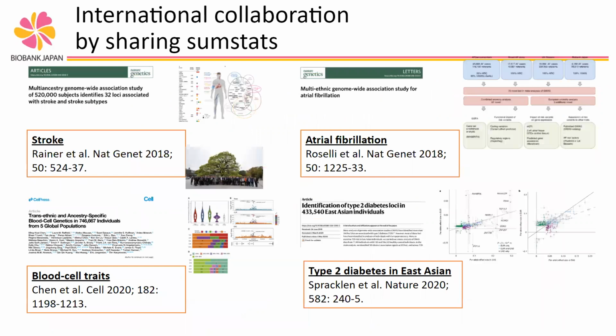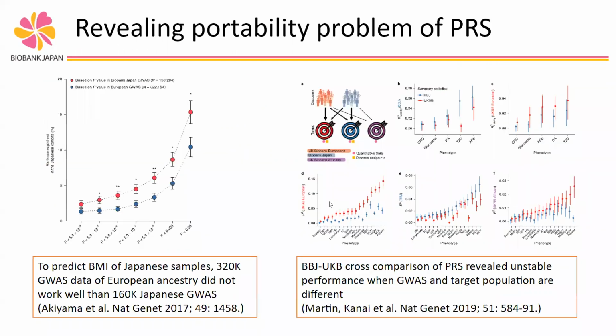And then with these results, we tried to collaborate with international researchers. To be honest, we cannot completely share the genetic and clinical information overseas. Then, as is often the case, we shared summary statistics to be used in these studies. And one of the prominent contributions of Biobank Japan, I think, is that Biobank Japan data clearly showed the unstable transancestral predictive performance of polygenic risk scores.